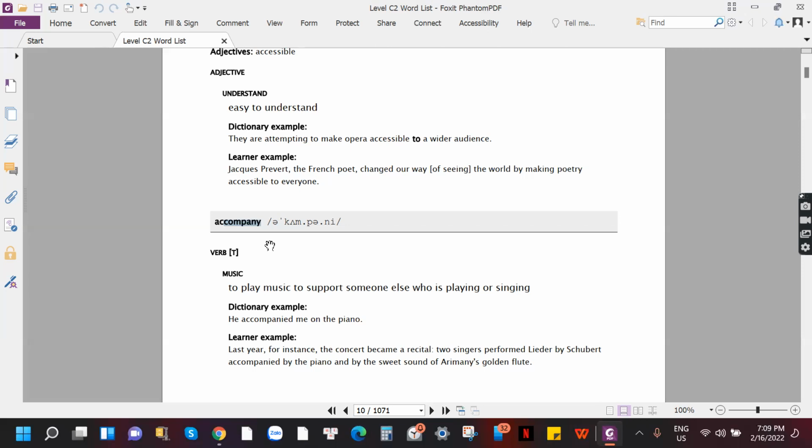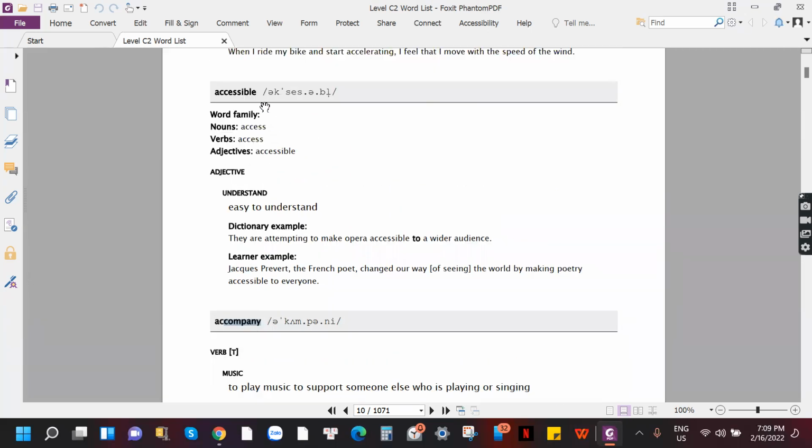So that is the word accompany in my situation: the situation of a teacher in need and a doctor in need. And the situation for accessible was internet access or software access.